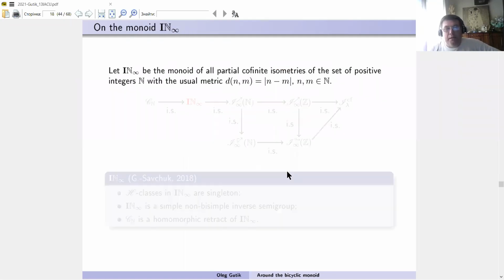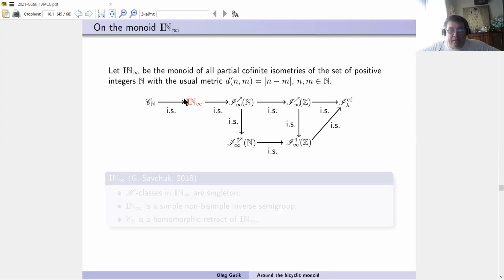And what will happen when we consider a smaller semigroup? What do I mean by smaller? We consider the monoid of partial cofinite isometries of the set of positive integers with the usual metric.